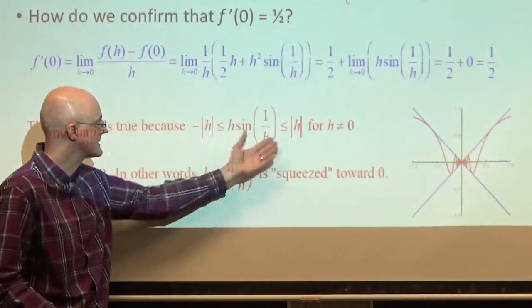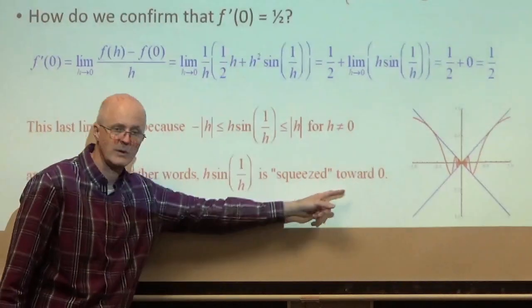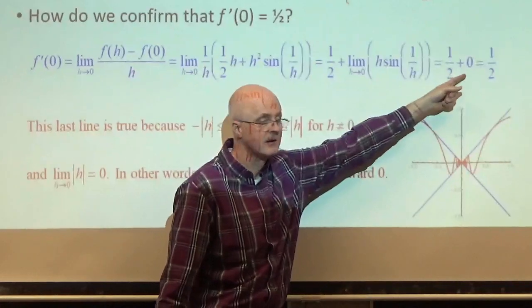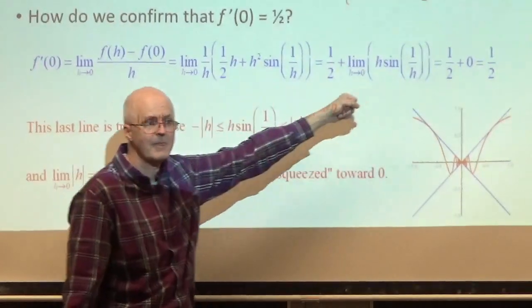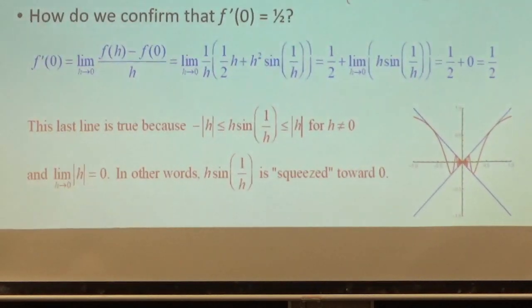In this case, the fact that this is true and this is true is enough to guarantee that this must be squeezed towards 0. Its limit is 0, just like I have up here. These are all subtle points, but they're worth talking about to help you understand some details better. If you're going to fully understand calculus, you do need to understand details better.